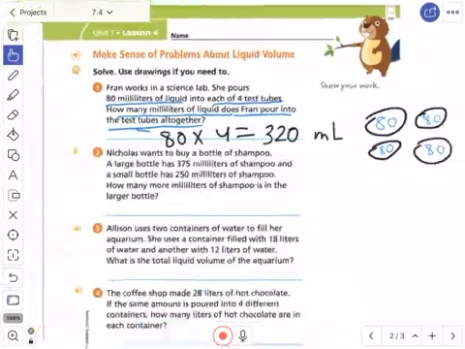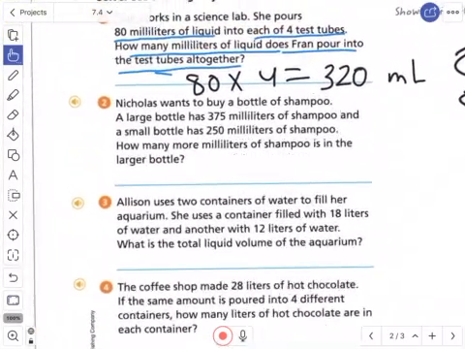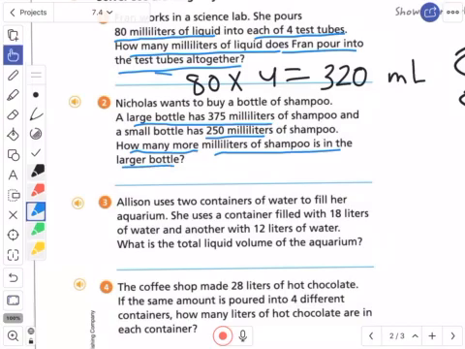Okay, so I'm just going to read the rest of these, and then you'll solve, and we'll come back. Number 2. Nicholas wants to buy a bottle of shampoo. A large bottle has 375 milliliters of shampoo, and a small bottle has 250 milliliters of shampoo. How many more, remember how many more means, milliliters of shampoo is in the larger bottle? Okay?